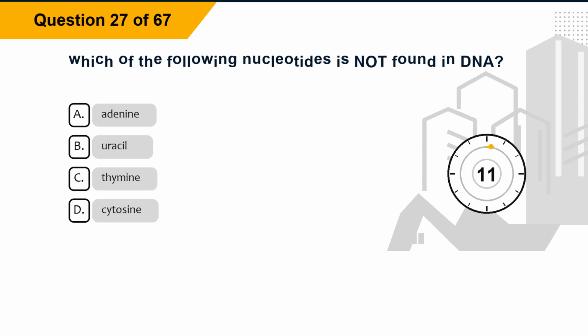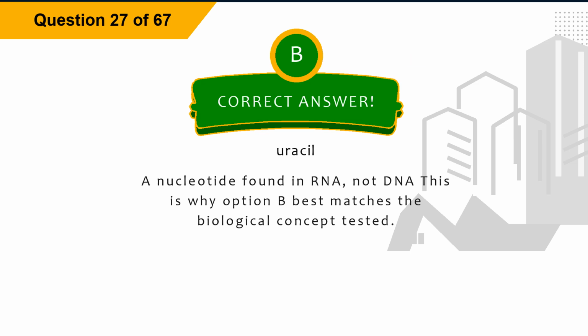Question 27. Which of the following nucleotides is not found in DNA? Option A, adenine. Option B, uracil. Option C, thymine. Option D, cytosine. The correct answer is option B, uracil. Explanation. A nucleotide found in RNA, not DNA. This is why option B best matches the biological concept tested.